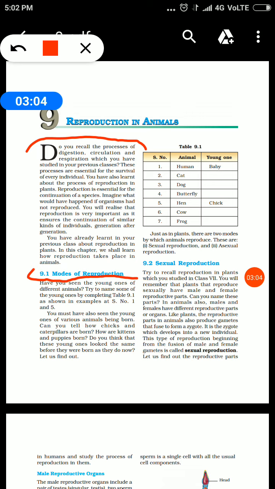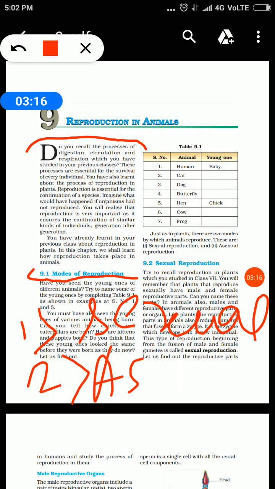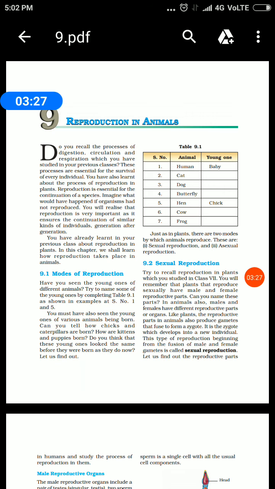You might have learnt this in your previous classes also. So there are two processes. One is sexual reproduction and the other is asexual reproduction. So in this video I will talk about these two, and the other topics I'll cover in the other video. So I'll start. First I'll start from sexual reproduction.